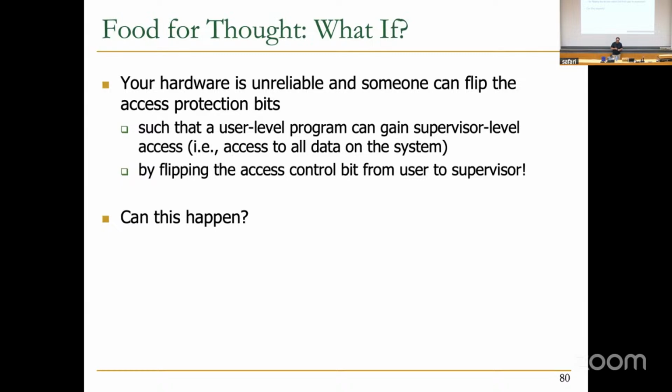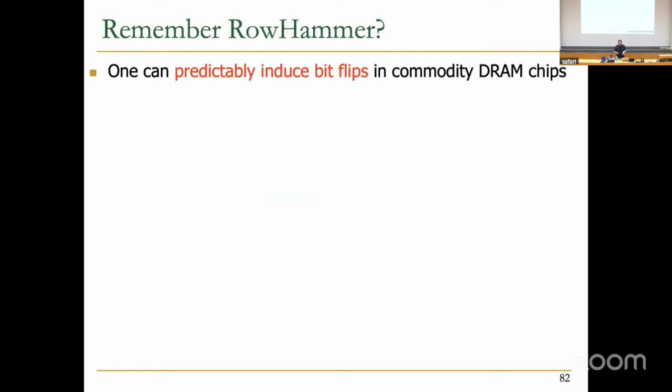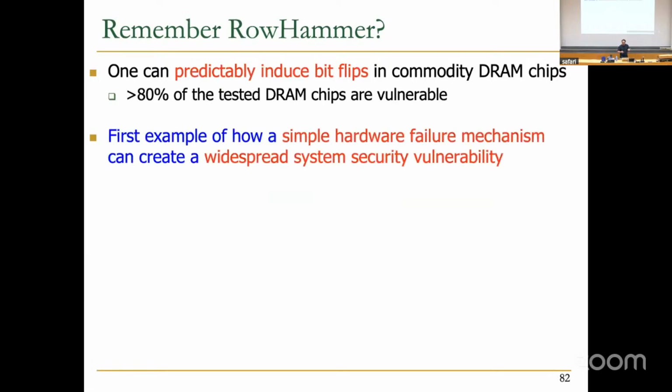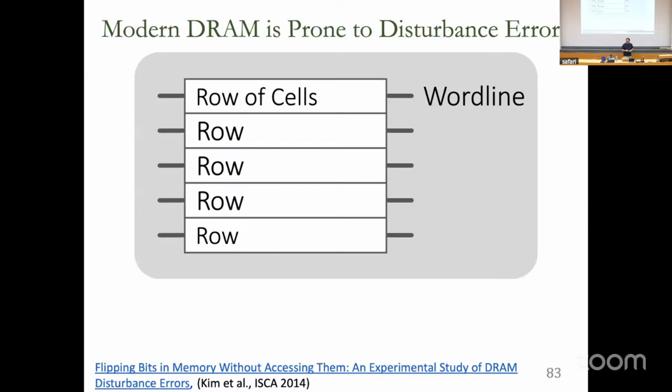Correct. Yes, RowHammer. I'm not sure if you have heard in the course about RowHammer, but it's a technique with which we can predictably induce errors in most DRAM memory chips. So we can predictably induce bit flips in commodity DRAM chips. And this is a first example of how a simple hardware failure mechanism can create a widespread system security vulnerability. This was published in 2014 by a paper from our group.